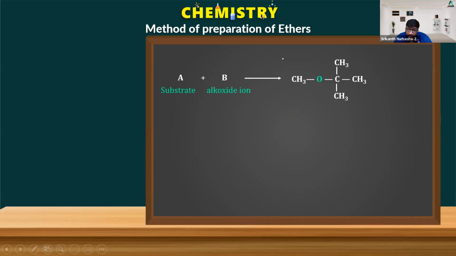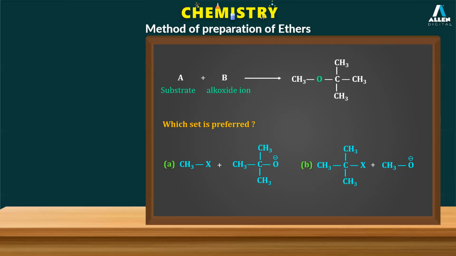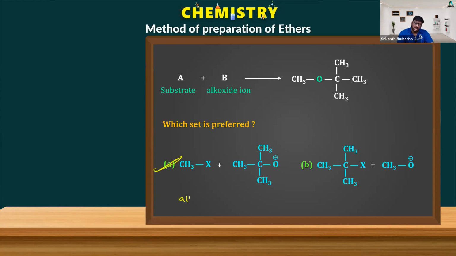Compare here, A plus B gives rise to CH3OC(CH3)3. Which set is preferred again? Option A: CH3X plus (CH3)3CO minus. Option B: (CH3)3CX plus CH3O minus. Which is the correct set? A. Very simple reactions. Set A is preferred because the alkyl halide has to be methyl or primary, so greater SN2 is going to happen. So set A is going to be the correct set.